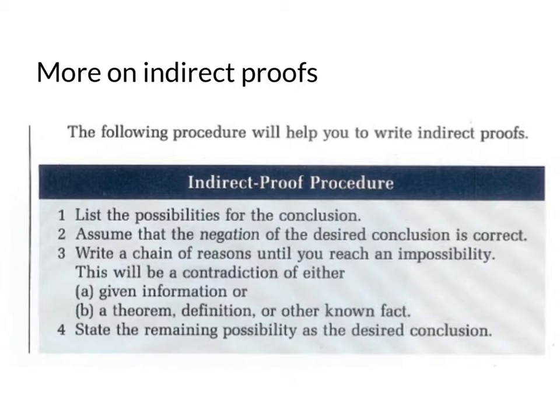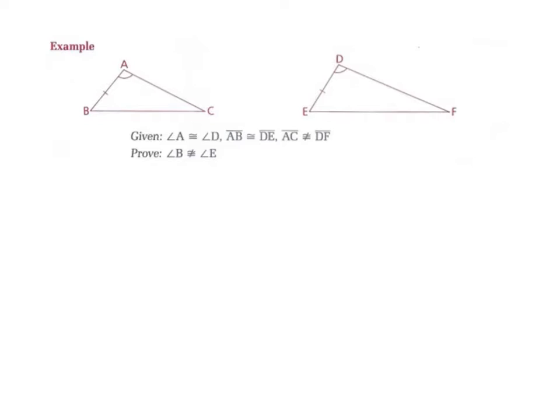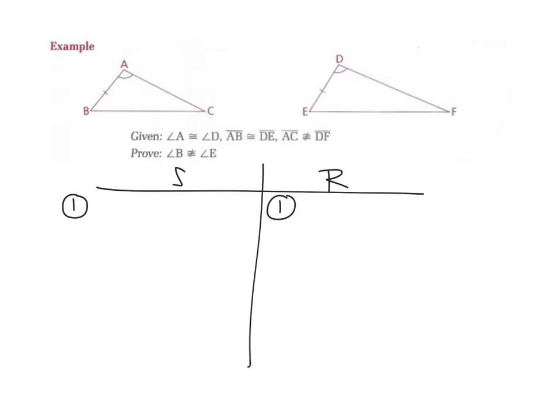So you would write it out as a sentence as your final statement. And let's do an example of that. So here's an example. Given that angle A is congruent to angle D, and segments AB and DE are congruent, and we know AC and DF, those segments, are not congruent, prove that angle B and angle E are not congruent. So in the first thing, step 1, we can either say that angle B is congruent to angle E or angle B is not congruent to angle E.